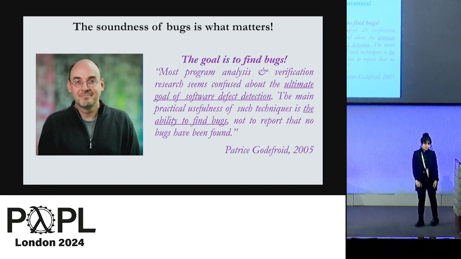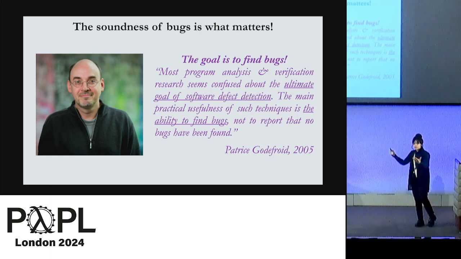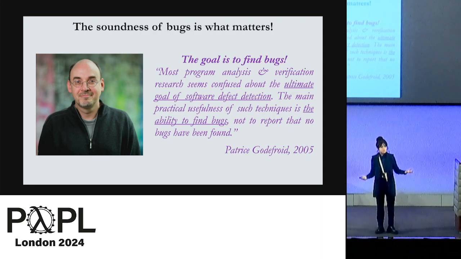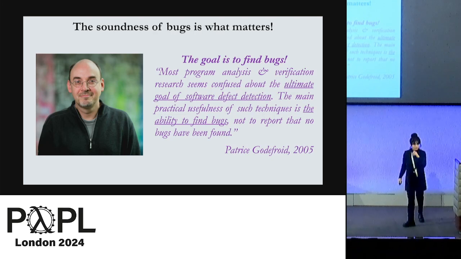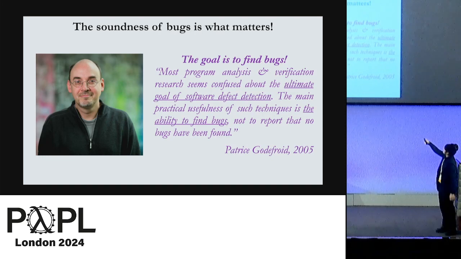Everyone was focused on verification and showing no bugs. And I was in industry seeing that no one actually cares about verification unless it was helping them better their code or find bugs. So he wrote this statement that's one page and still on the web that says, guys, most program analysis and verification seems confused about the ultimate goal of software defect detection. The main practical usefulness is the ability to find bugs. So we want to help developers find bugs and detect them, not to report that no bugs have been found.